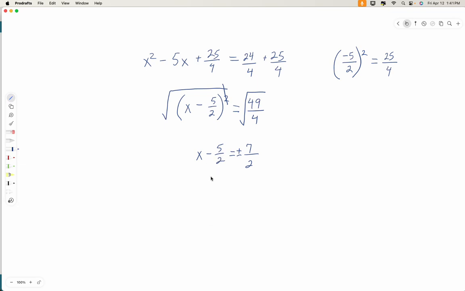So now I can add this to both sides. Plus 5 over 2 plus 5 over 2. So x is equal to positive 5 over 2 plus 7 over 2, or 5 over 2 minus 7 over 2. Could be either one of these. We have to allow for the plus or minus to kick in. So x is equal to 5 plus 7 is 12, divided by 2 would be 6. Or 5 minus 7, that's a negative 2. Negative 2 divided by 2 is negative 1. So these are our two possible answers.